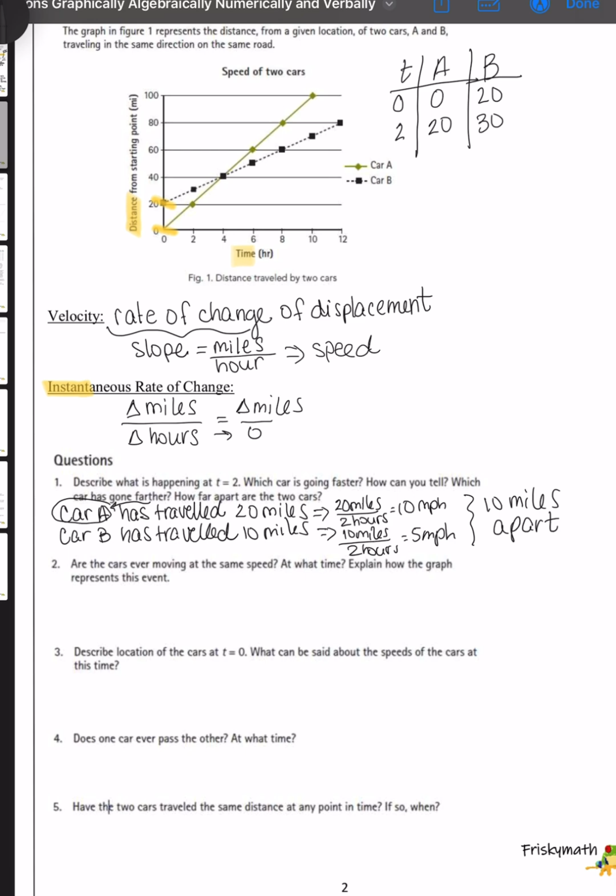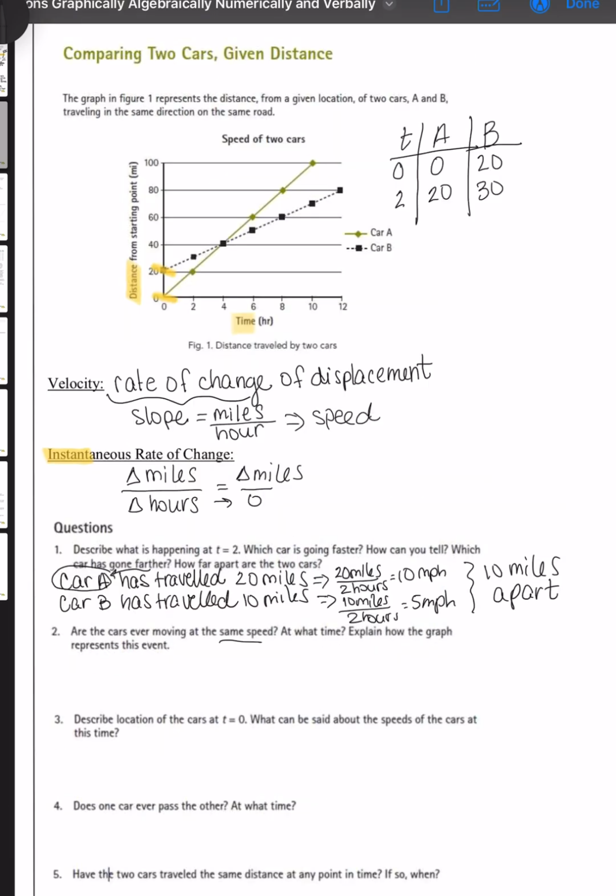So are the cars ever moving at the same speed? Well, in order for them to move at the same speed, they would have to have the same slopes. They would have to have the same velocity. Do these two lines that represent the displacement or the distance that these cars have traveled have the same slope, which would mean that they were traveling at the same velocity or the same speed? Do they have the same slope? I guess that's the question we need to answer.